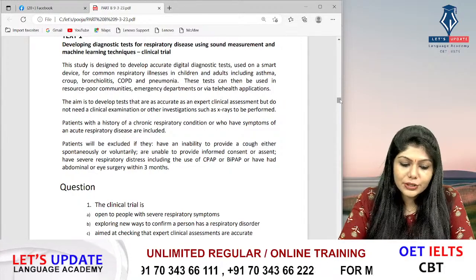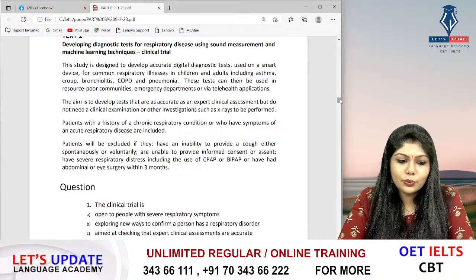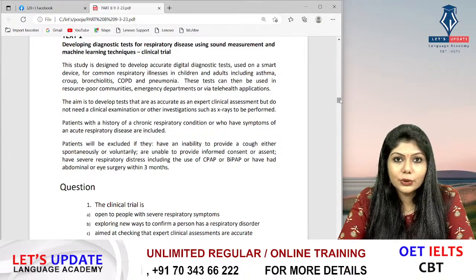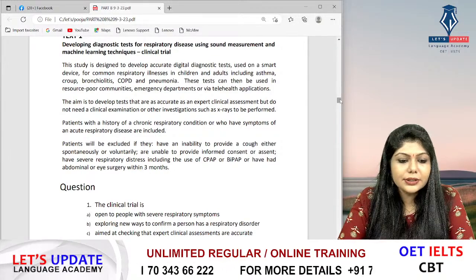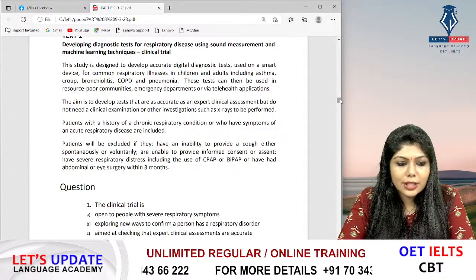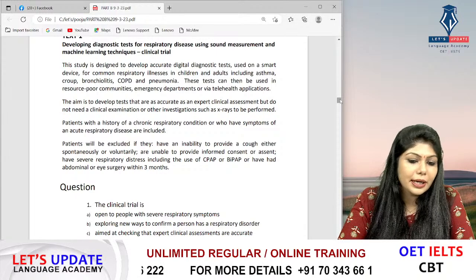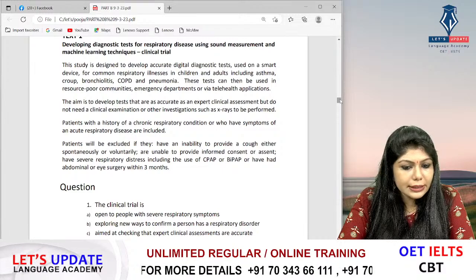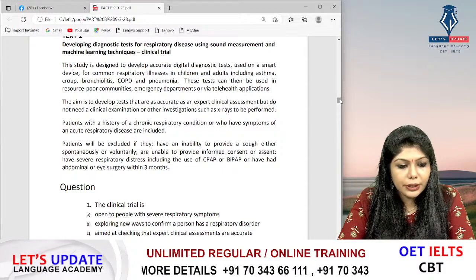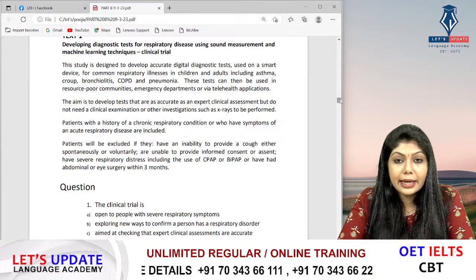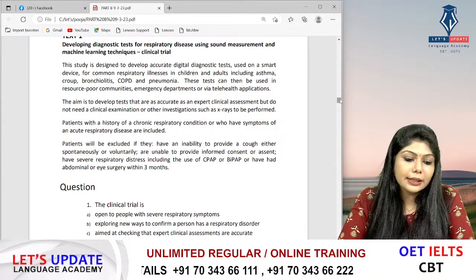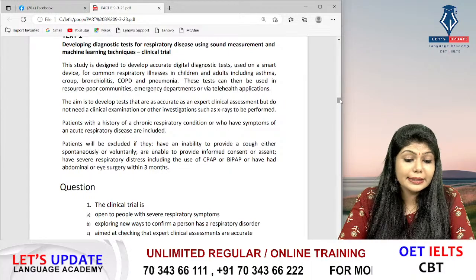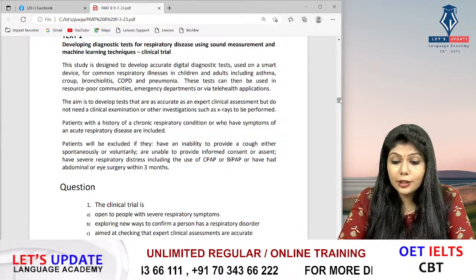That is, exploring new ways to confirm a person has a respiratory disorder. So we shall read this extract and I'll highlight the information which will lead you to this answer. This study is designed to develop an accurate digital diagnostic test used on a smart device for common respiratory illnesses in children and adults, including asthma, bronchiolitis, COPD and pneumonia. These tests can be used in resource poor communities, emergency departments, or via telehealth applications. The aim is to develop tests that are as accurate as an expert clinical assessment but do not need a clinical examination or other investigations such as x-rays to be performed.